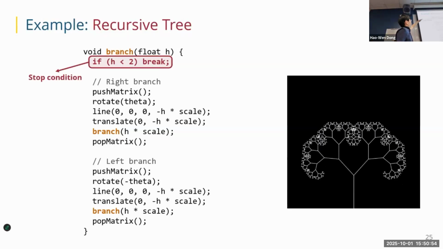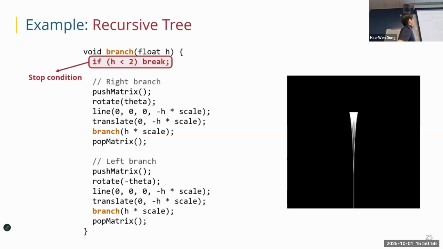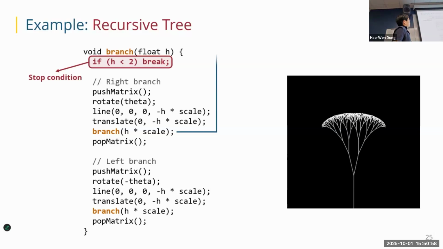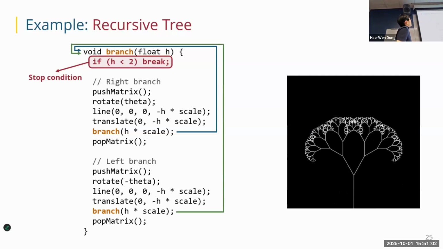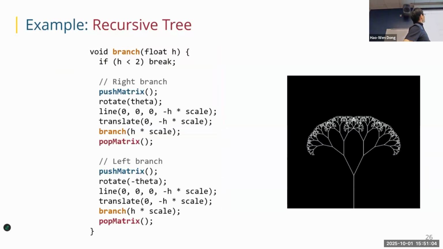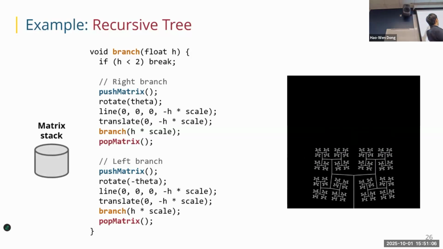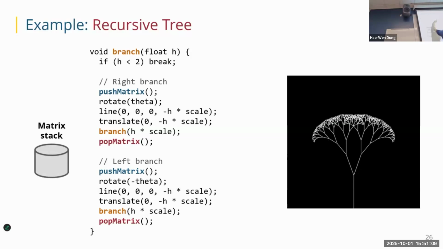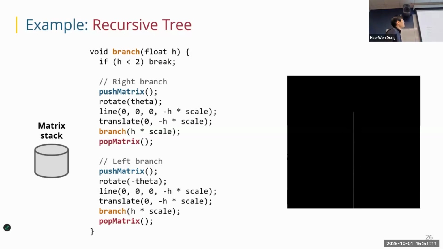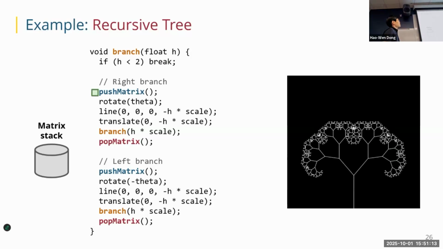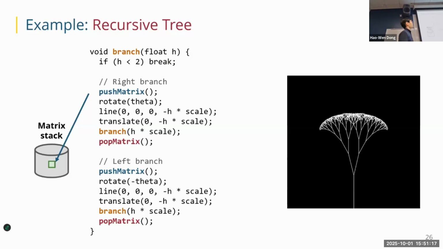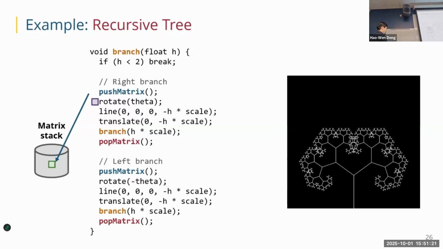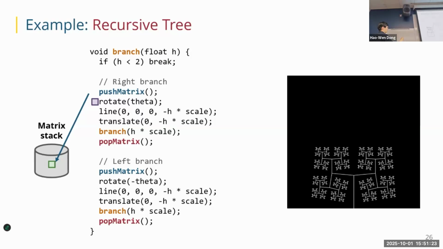So, in each branch, you will have this stop condition, of course, and you will have these two branch things to do the recursive thing. But more importantly, how these push matrix works. So when you work on the right branch, you will store the original matrix first into the matrix stack. And now you do all the things that you like. Rotate theta.